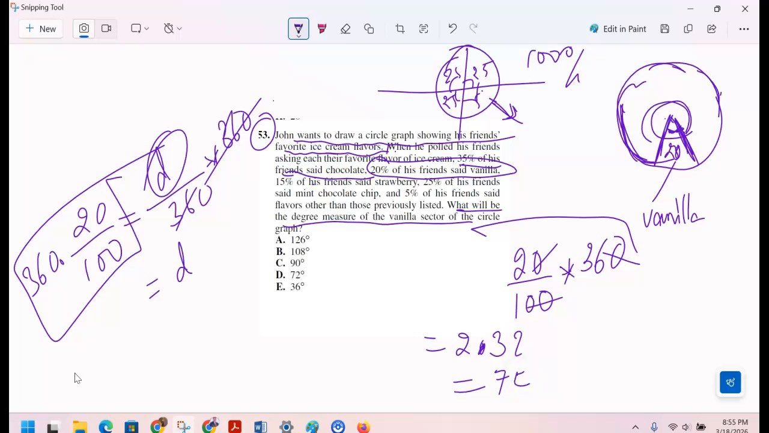is 72. Sorry, this is 36. So you get 72 as the answer. That's the answer. Now I want to spend time on this to really understand because it has a lot of information. But because the question was about vanilla, I went straight to it because vanilla has 20%. So this is how you do it. I hope that makes sense.